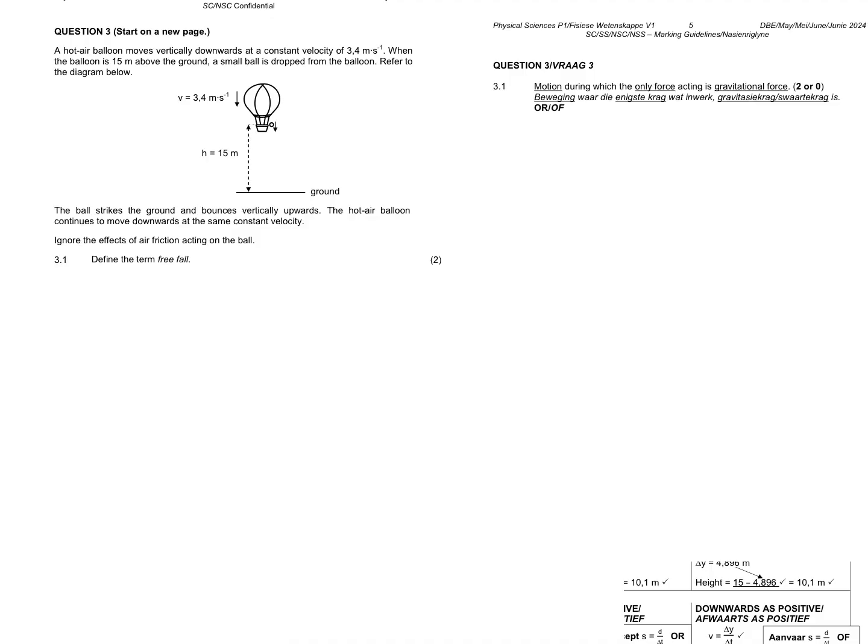And it says 2 or 0. So if you're missing any of those words, you get 0, which is quite harsh, but it's not a difficult definition. You just need to, I don't know, read them a lot or something.